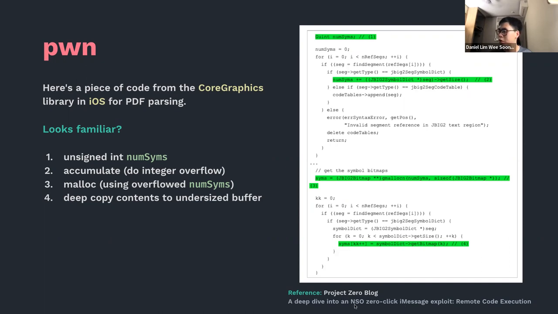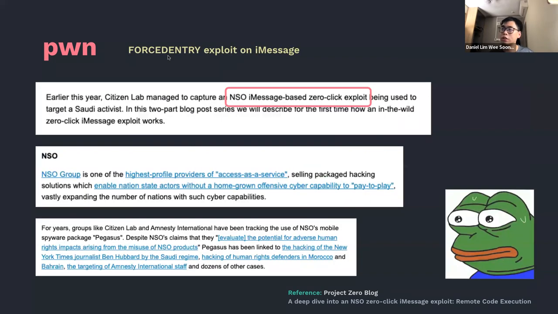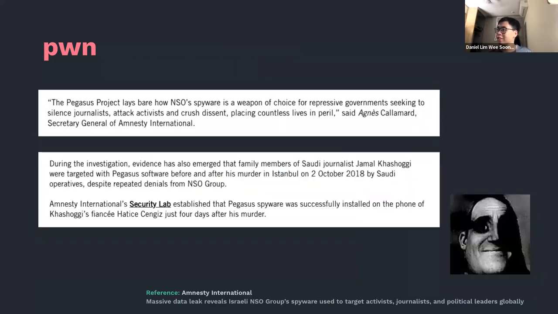And it is from this blog post by Project Zero, about the NSO zero-click iMessage exploit, from around August or September last year. It is the FORCEDENTRY exploit on iMessage by NSO, which is a company that sells exploits to nation states. You can read this yourself and I'll move on later. Yeah, they do some shady stuff, though according to the people that buy it, maybe it is not so shady. It is used to deploy the Pegasus spyware to spy on some human rights activists or journalists. Yeah, it's pretty messed up.